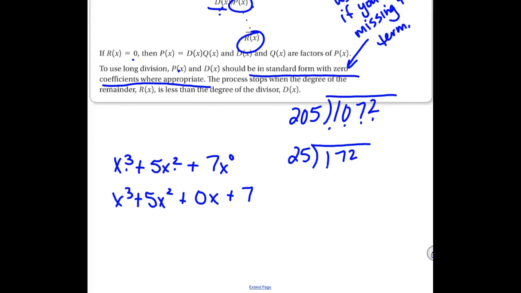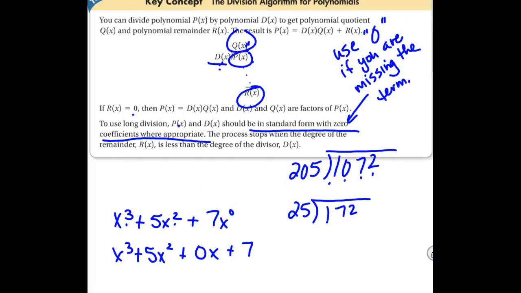By putting those zeros in, it's going to make your columns line up correctly so you're subtracting right. When we do synthetic division tomorrow, it's critical. You have to have zeros in there for missing terms. Okay? So whether it's in the polynomial position here or in the divisor position, any missing terms, put a 0 in to hold that spot.